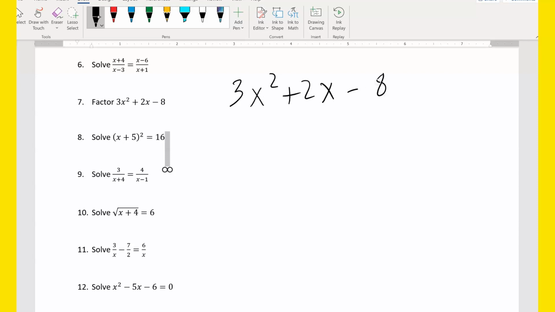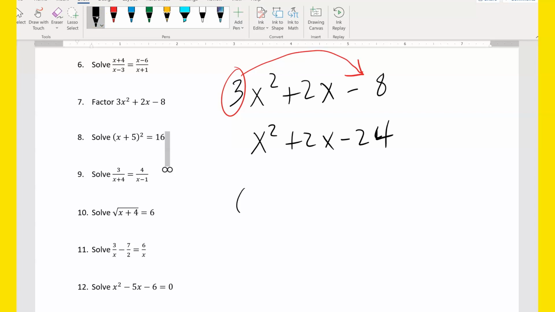So this is a trinomial, and I have a number in front of the x squared. That means I use the AC method, also known as the slip, slide, slip method, which means I take that number in front of the x squared, and multiply it down there with that last number. And rewrite it as x squared plus 2x minus 24.